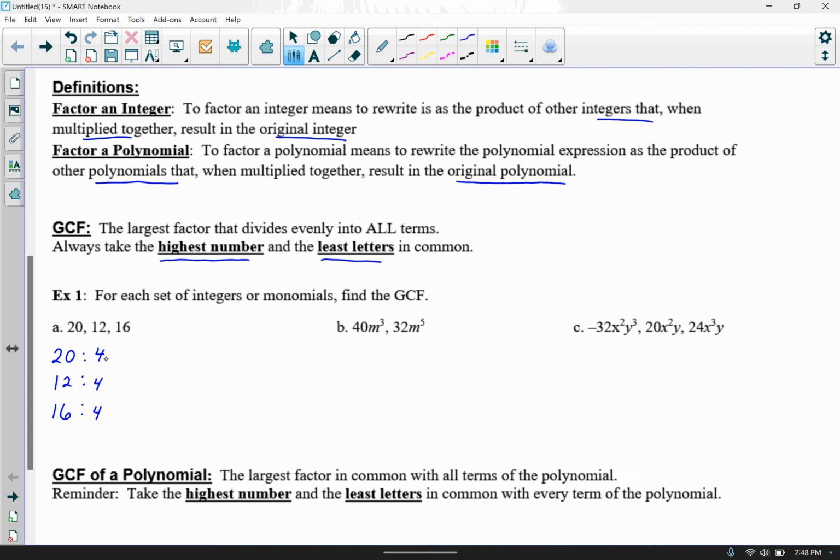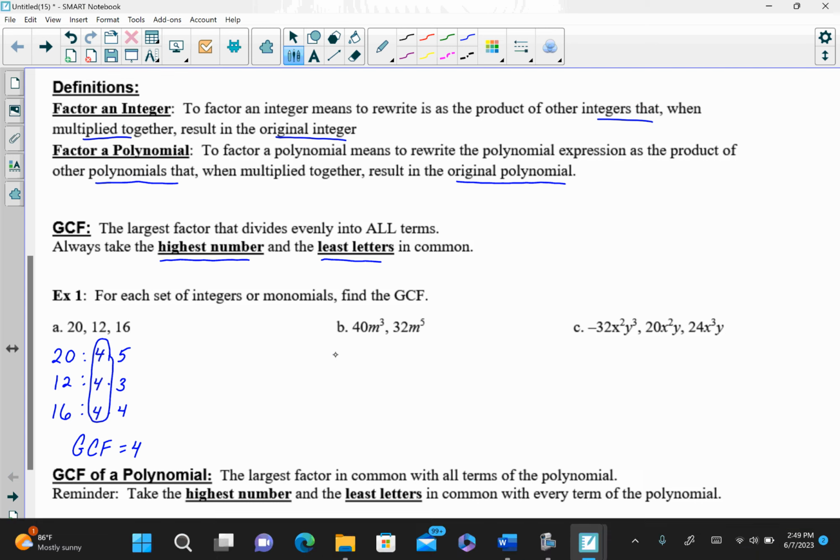All right, so now we're going to say, okay, well, 4 times what gives me 20? That'd be 5. 4 times what gives me 12? That'd be 3. 4 times what gives me 16? That'd be 4. So we now know that they all have a 4 in common. If 5, 3, and 4 still had something in common, I'd keep going, but they don't. 5, 3, and 4 have nothing left in common, so that tells me then that my GCF here is 4.